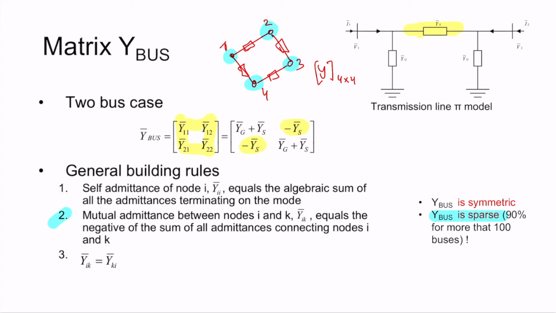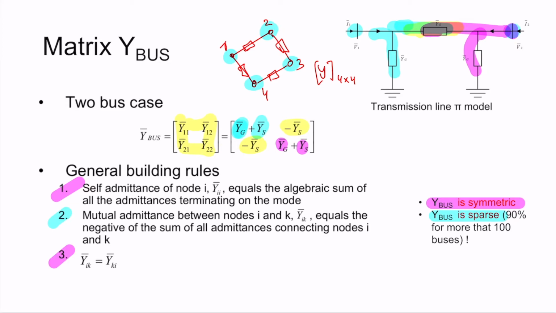Then there is another observation. What I have in the diagonal elements is the sum of all admittances connected to this node. For example, node number 1 is connected to this admittance plus this admittance. So I have the sum of G1 and YS. Connected to this node, there is this admittance and this admittance. So I have YA and YS. So we can build this matrix in a very systematic way.